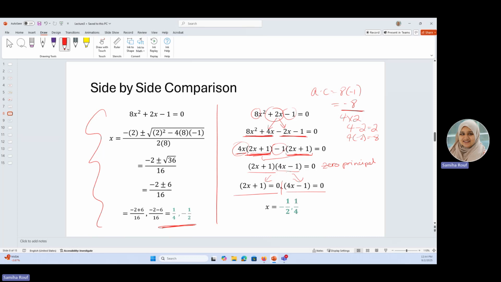And we have 2x plus 1 equals 0. Well, if 2x plus 1 equals 0, subtract the 1 and divide by the 2. And then if 4x minus 1 equals 0, add 1, divide by 4. And then we get this solution set.